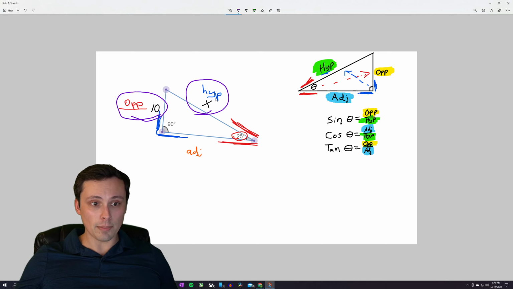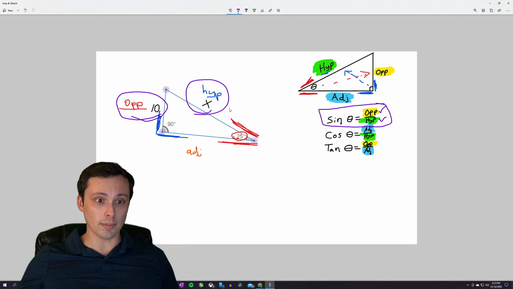In this case, we're doing the opposite and the hypotenuse, so we check our notes. That can't be tangent because that doesn't use the hypotenuse. It can't be cosine because that one uses the adjacent and not the opposite. It is sine because that one uses the opposite and the hypotenuse. So that's how we know that we're using sine in this particular problem. If you had used a different 2, it would have been one of the other ones.